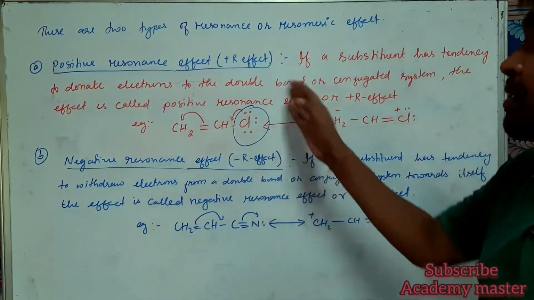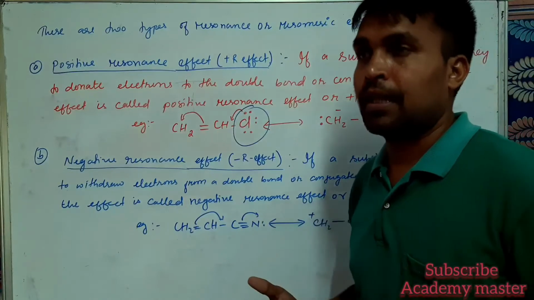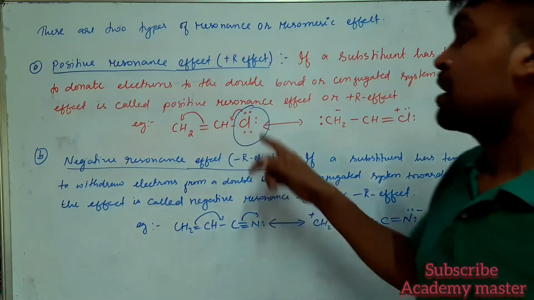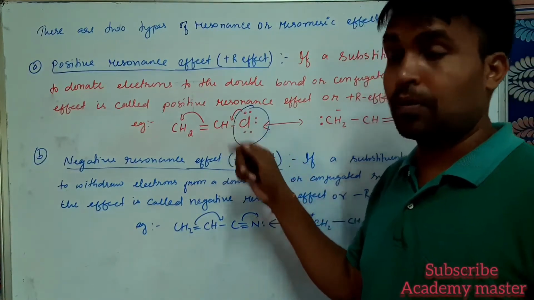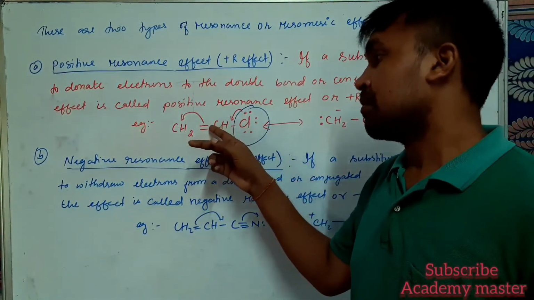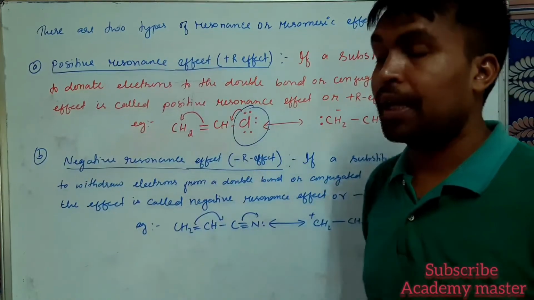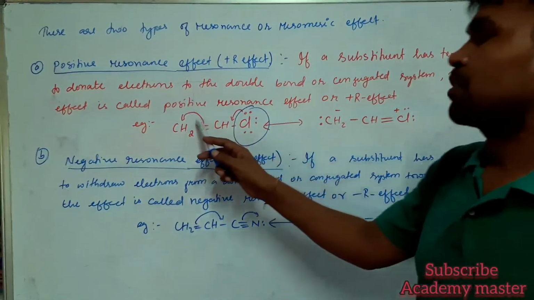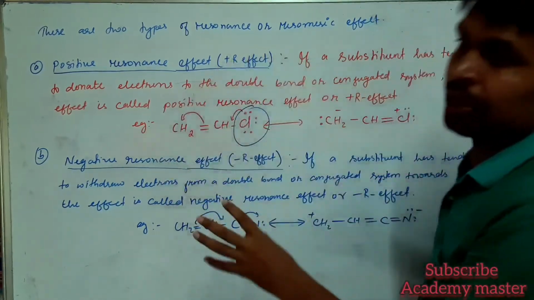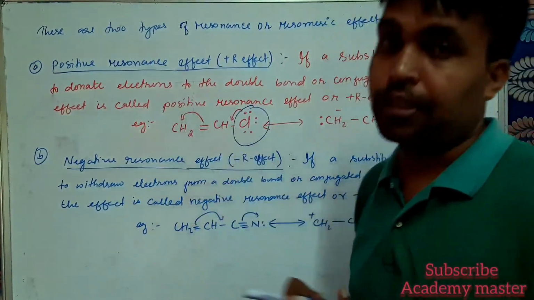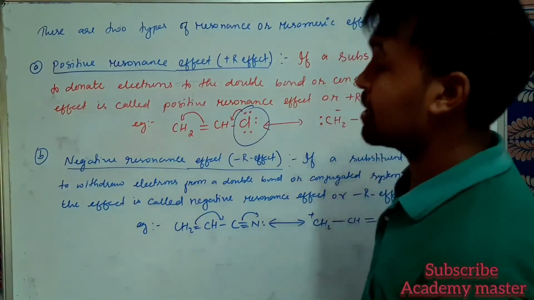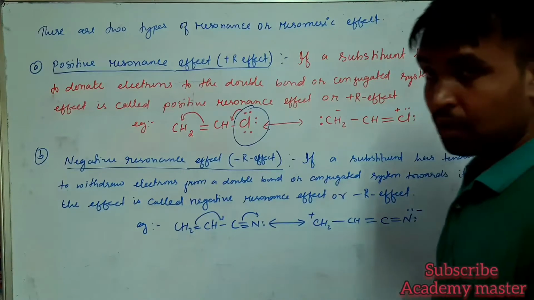When Cl gives the electrons, always remember, the one who gives the electrons or loses the electrons gets a positive charge. So Cl will get a positive charge. Two electrons are given, so here one double bond will be formed. Because of the formation of the double bond here, this double bond has to be broken and it will be shifted to the other carbon. So this double bond is broken and the electrons are shifted to this carbon in the form of a lone pair, and since this carbon has gained the electrons, it will get a negative charge. Okay dear students, so this is called the positive resonance effect or plus R effect. Okay, got it dear students?